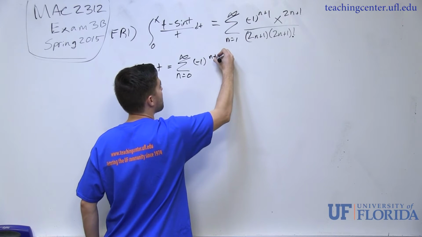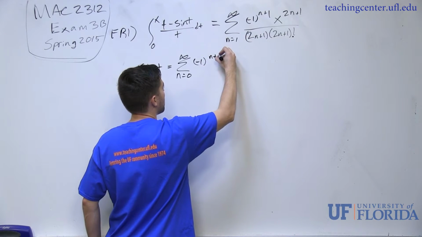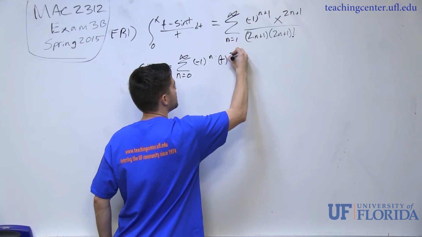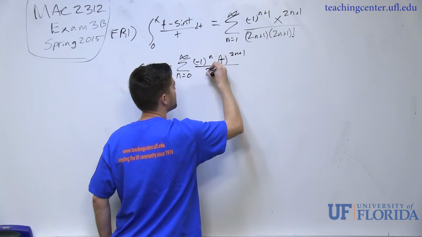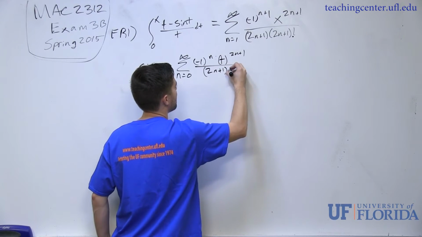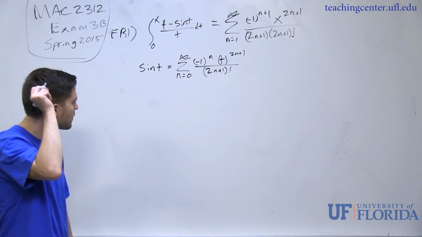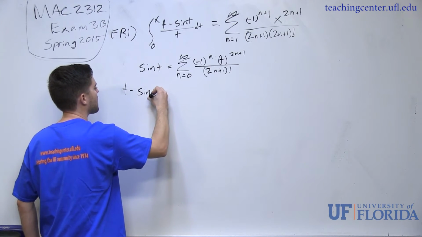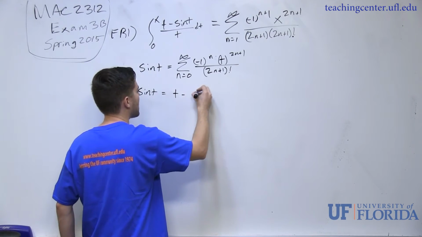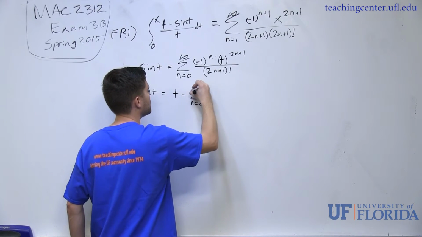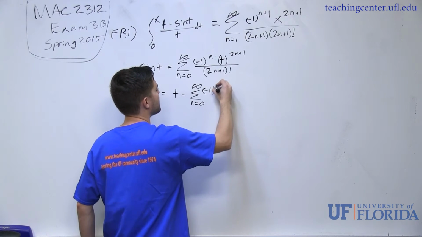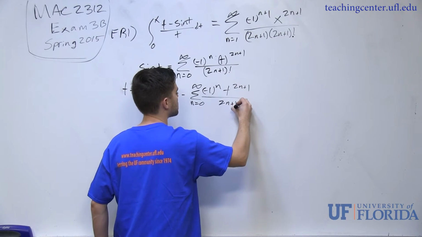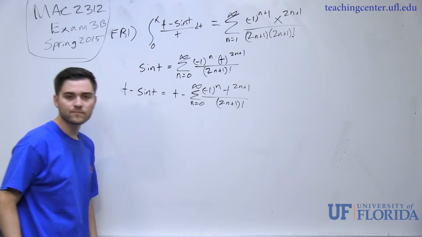So sine of t becomes the sum of negative 1 to the n, t to the 2n plus 1 divided by 2n plus 1 factorial. Now I go ahead and subtract off t. I end up getting t minus the sum from n equals 0 to infinity of negative 1 to the n, t to the 2n plus 1 divided by 2n plus 1 factorial.